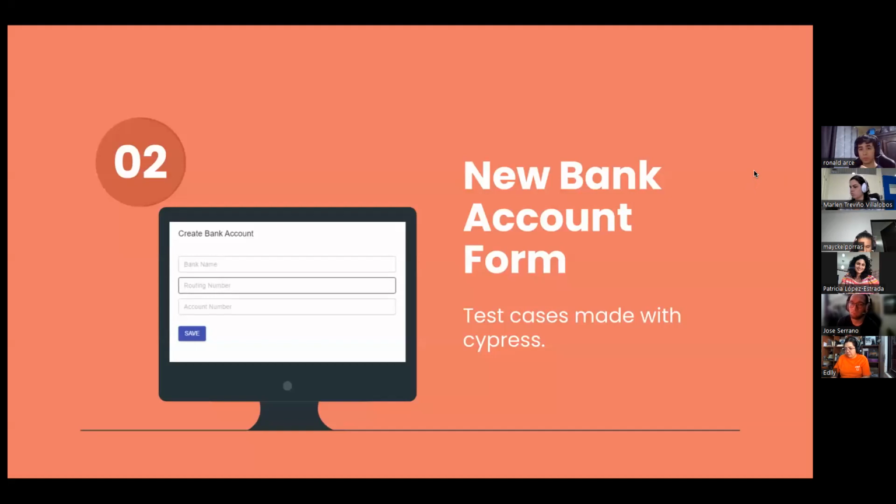Thanks. As Ron said before, we performed some black box testing over the create bank account form. As you can see in the form, we have 3 fields: the bank name, the routing number, and the account number. So we use equivalence classes to get test data, and we use parameterizable tests to perform this test with the tool Cypress. Next slide, please.